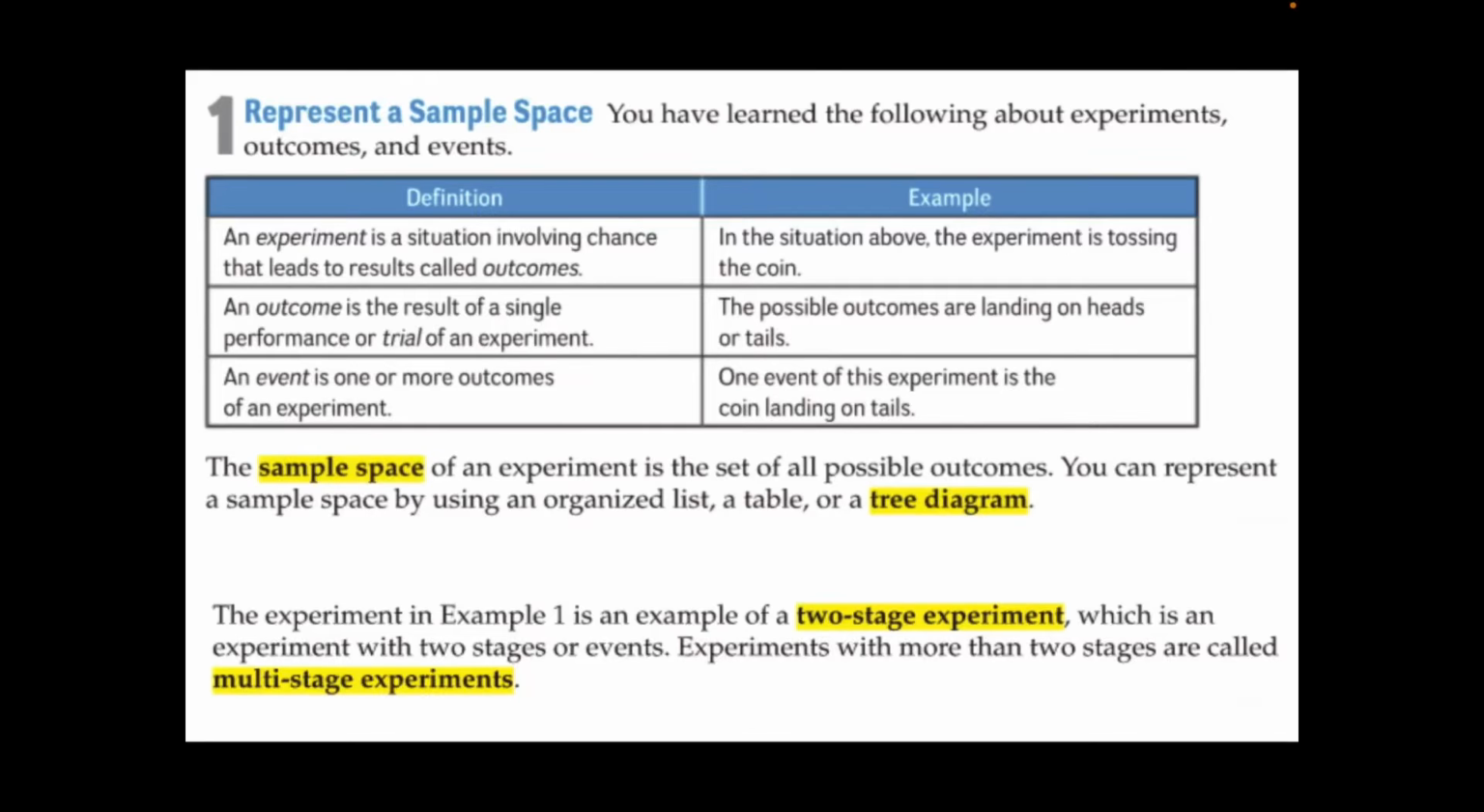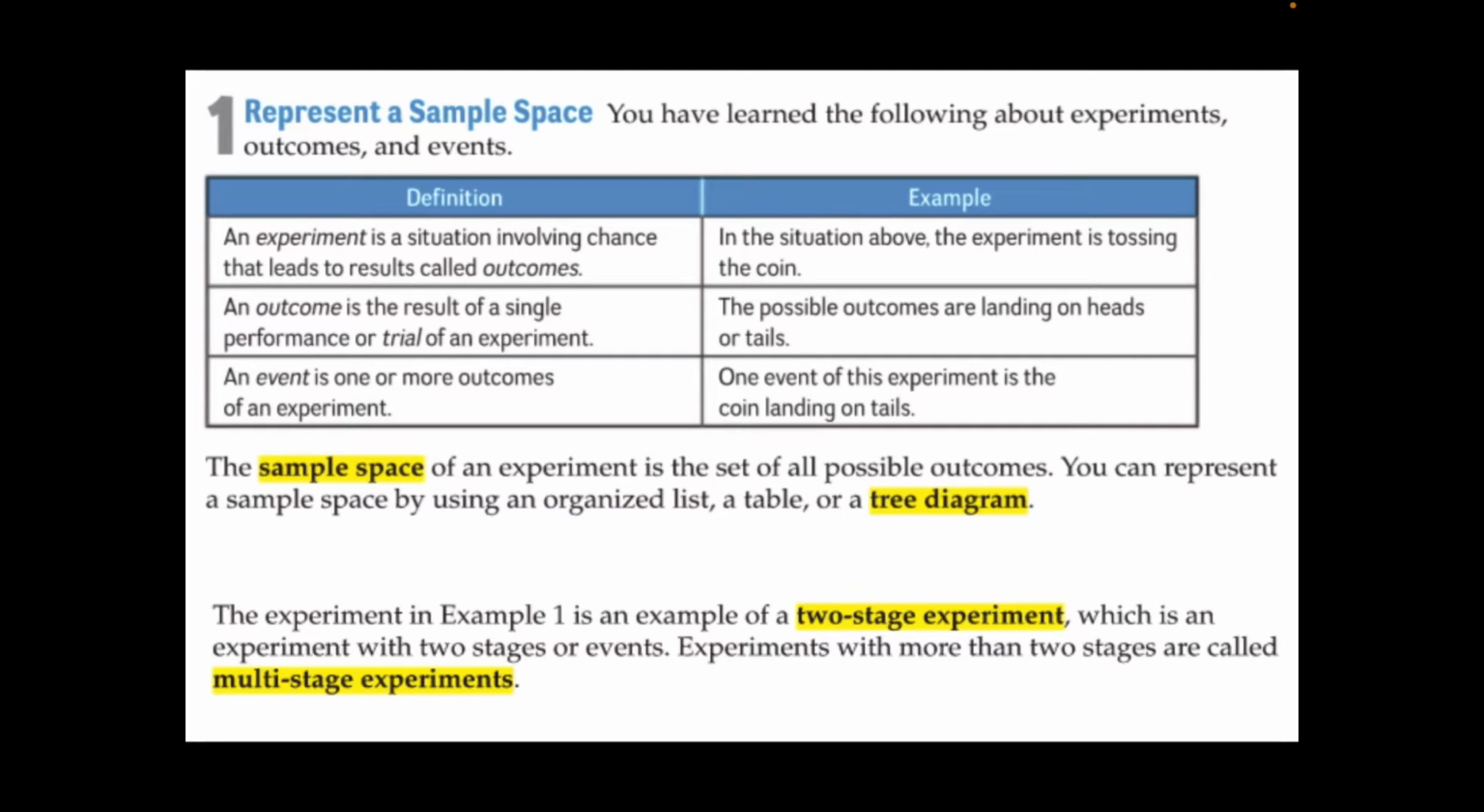Today we're going to talk about sample spaces. And last class we learned the following about experiments, outcomes, and events. So here's a review on that. Remember, an experiment is a situation involving chance that leads to results called outcomes. Remember, an outcome is the result of a single performance or a trial of an experiment. An event is one or more outcomes of that experiment.